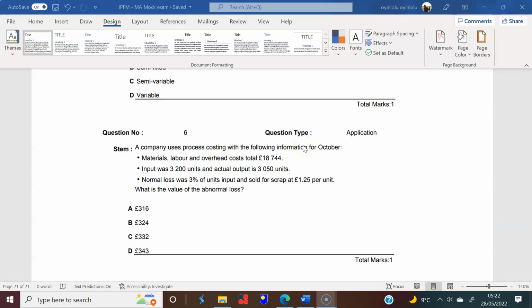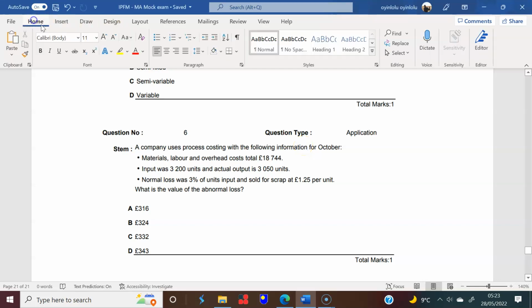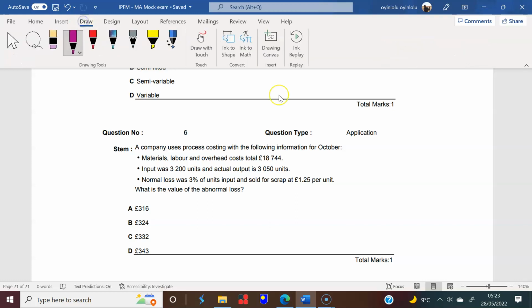Right, so question 6, what we have here is process costing. We have all of this going into this cauldron: materials, labor, and overheads of 18,744. And then this is everything. It says that we are making, if you like, 3,200 units, and that's wonderful.